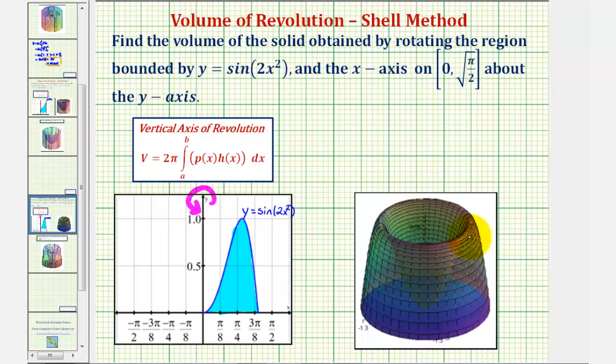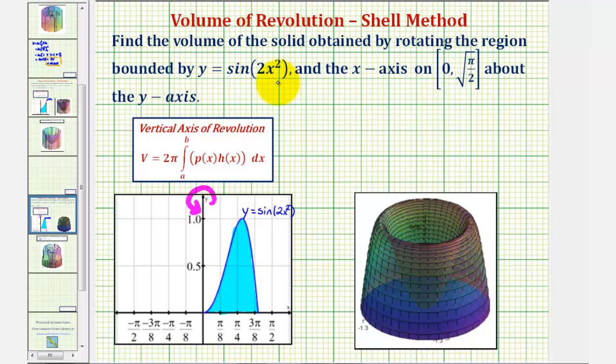One more thing to mention, when x equals the square root of pi divided by 2, the point would be right here, our x-intercept. Notice how if we substitute this value for x into our function, we'd have sine pi, which is equal to 0.